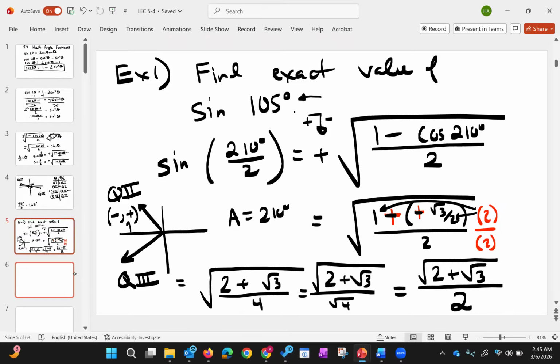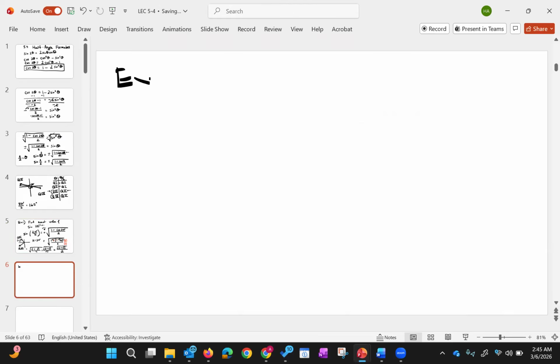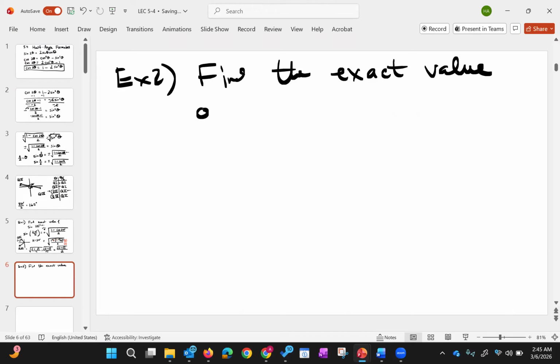Well, let's try exercise 2. Find the exact value of sine of 112.5 degrees. Now this one you could not do by the addition subtraction formulas. This time we're stuck.